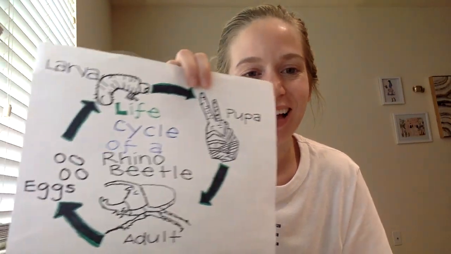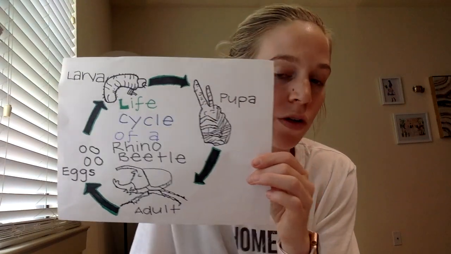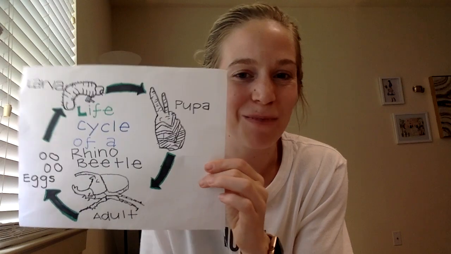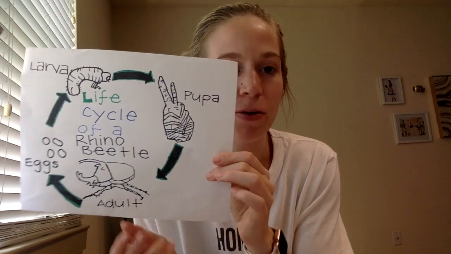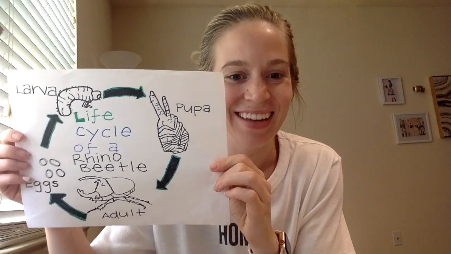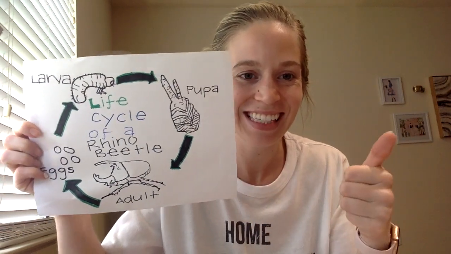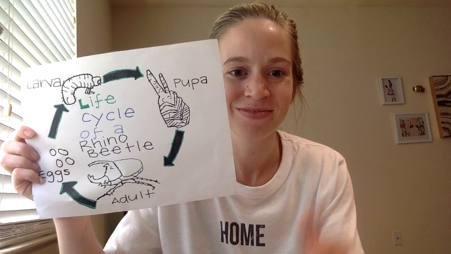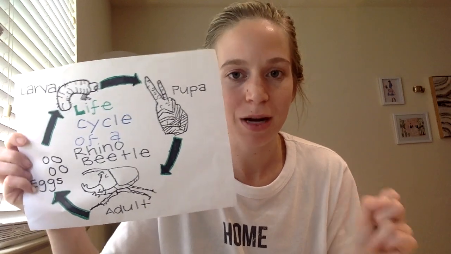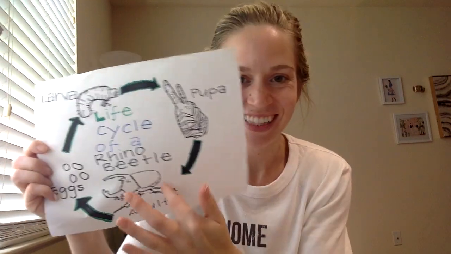So this visual is for beetles, but it can also apply for butterflies and a couple other insects. I'm going to review the 4 phases one more time, and then we'll move on. We have eggs, larva, pupa, and adult. So we have 4 phases in complete metamorphosis, or in this life cycle.